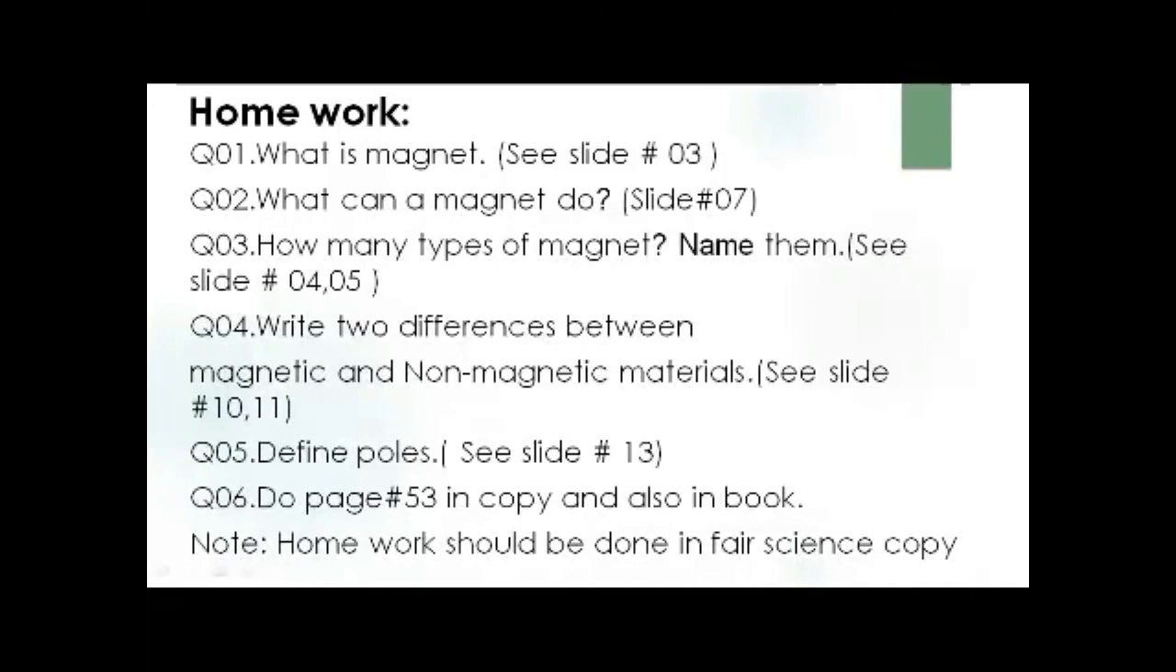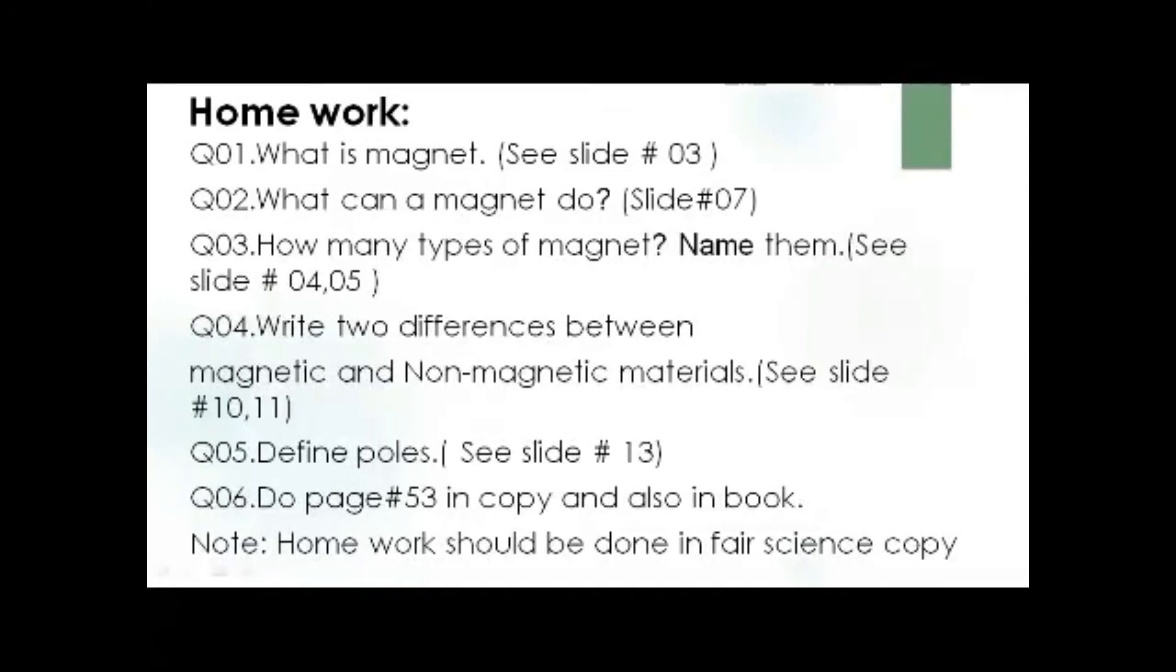Now the next question, number 5. Define poles. You know that all magnets have two ends called poles. See slide number 13. Kindly students take a screenshot and you can also note it down in your rough copy. This is your today homework. Question number 1. What is a magnet? Question number 2. What can a magnet do? Question number 3. How many types of magnet? Name them. Question number 4. Write two differences between magnetic and non-magnetic materials. Question number 5. Define poles. Have you got it about homework? So please students take a screenshot.